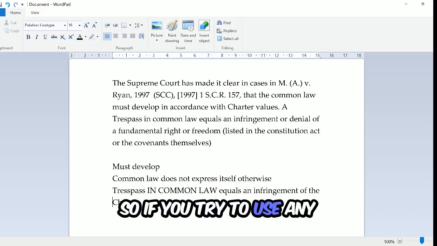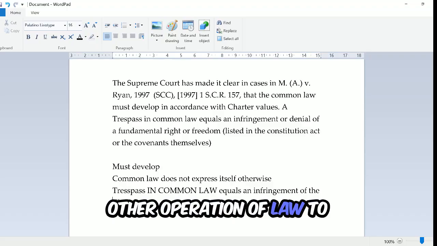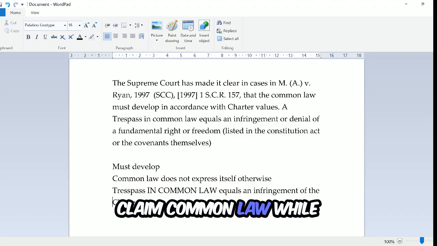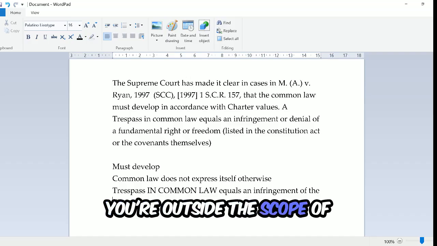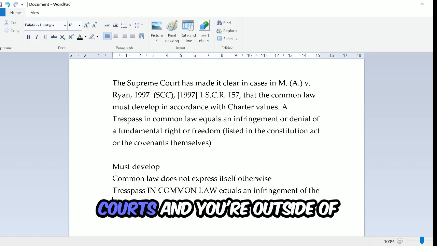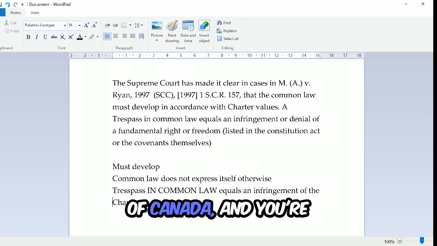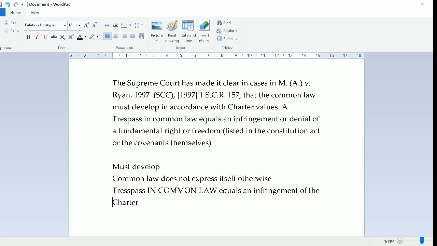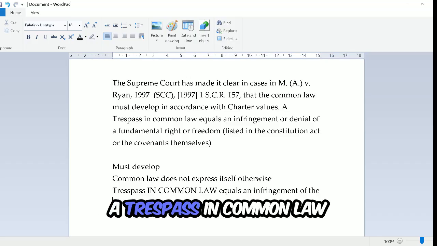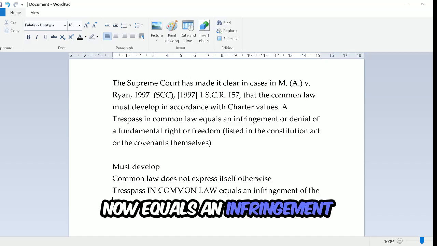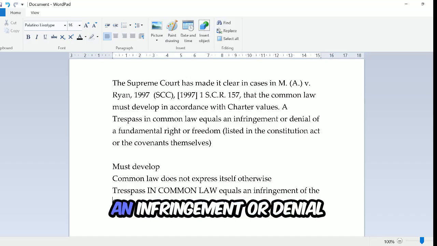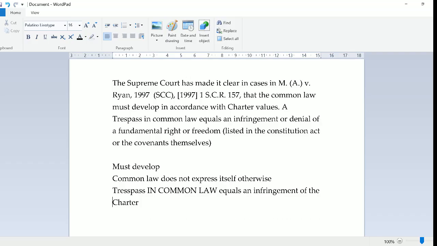So if you try to use any other operation of law to claim common law, well, you're outside the scope of the jurisdiction of the courts. And you're outside of the rulings of the judiciary of Canada. And you're bringing a straw man argument before the court. A trespass in common law now equals an infringement of the charter, an infringement or denial of your fundamental right.